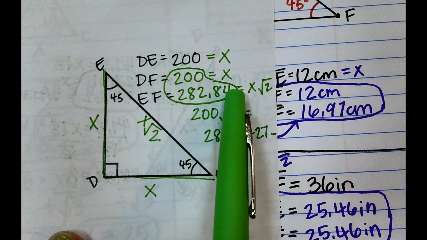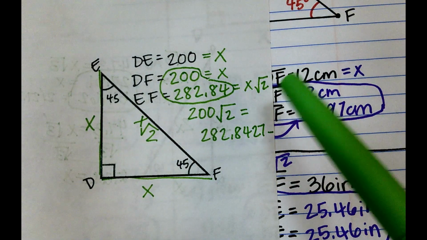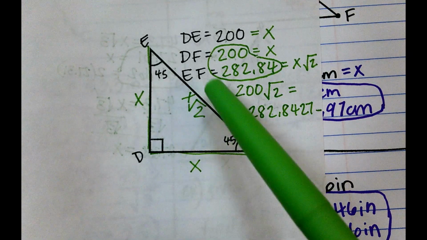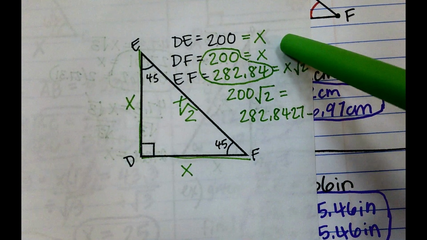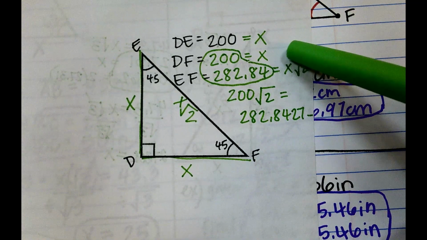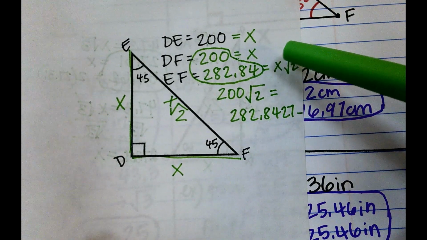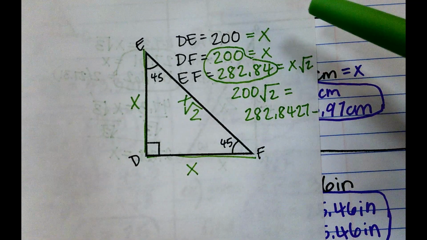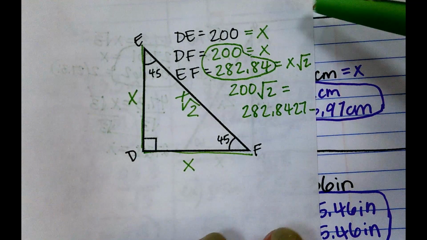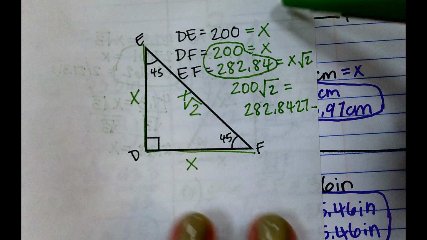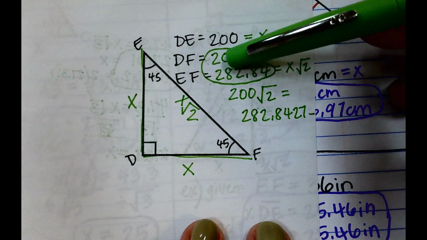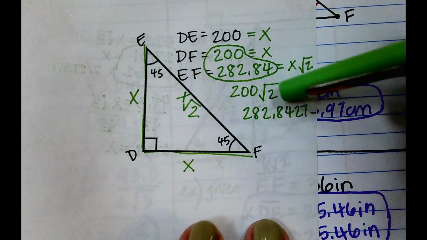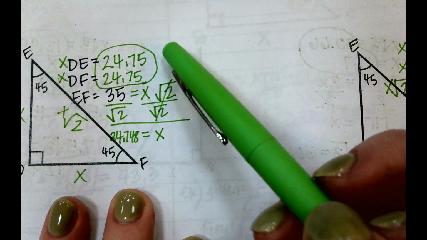It's a lot easier when you only have to find one different value. I really started messing up because I had just done the other page, and then when I got to the second EF, I was putting X times radical 3, and then I had to switch it back to 2. Sounds like you figured it out though, so that's good. DF 200, EF 282.84. Good. Last two, 24.75 for both.